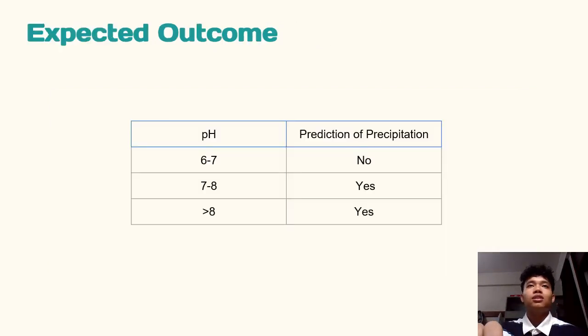So this is the expected outcome for lab 2, where we predict that no precipitation occurs in the pH value range 6 to 7, but for pH value 7 to 8 and more than 8, we predict that precipitation occurs in that range. So I think that's all from me. Thank you.